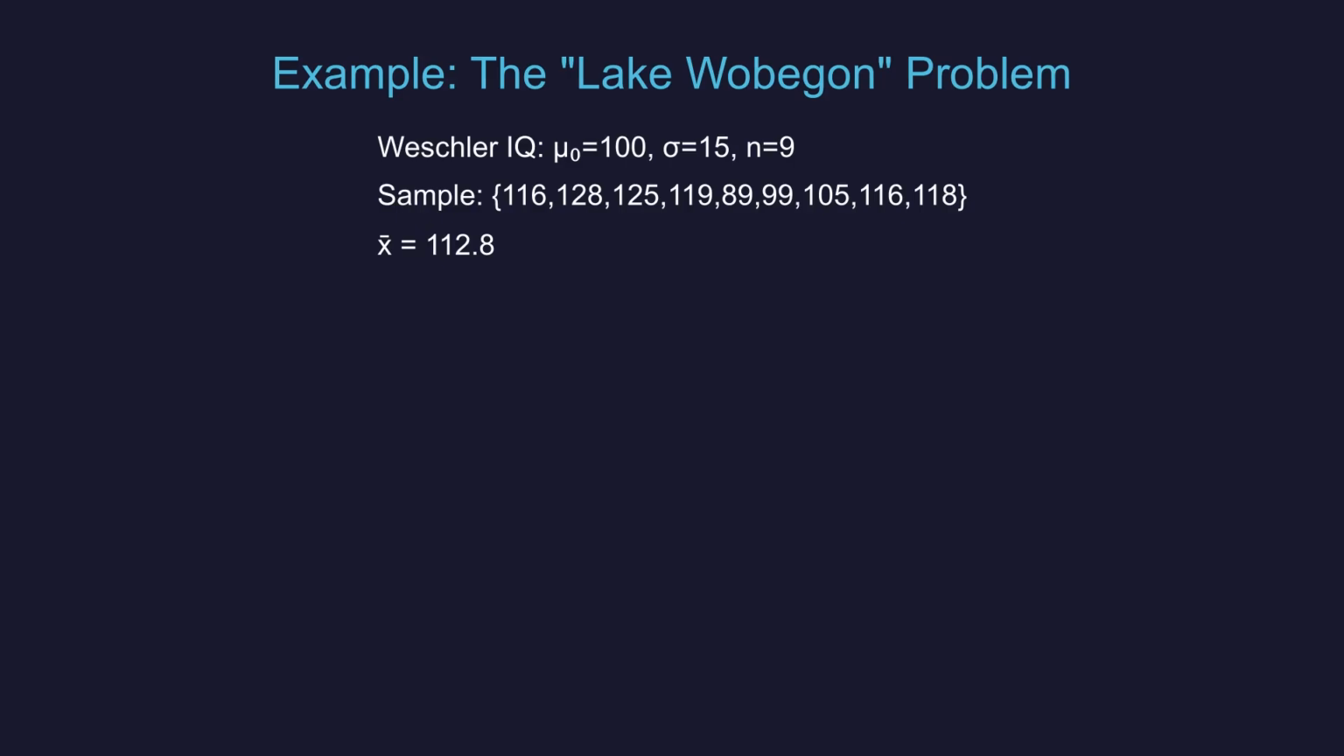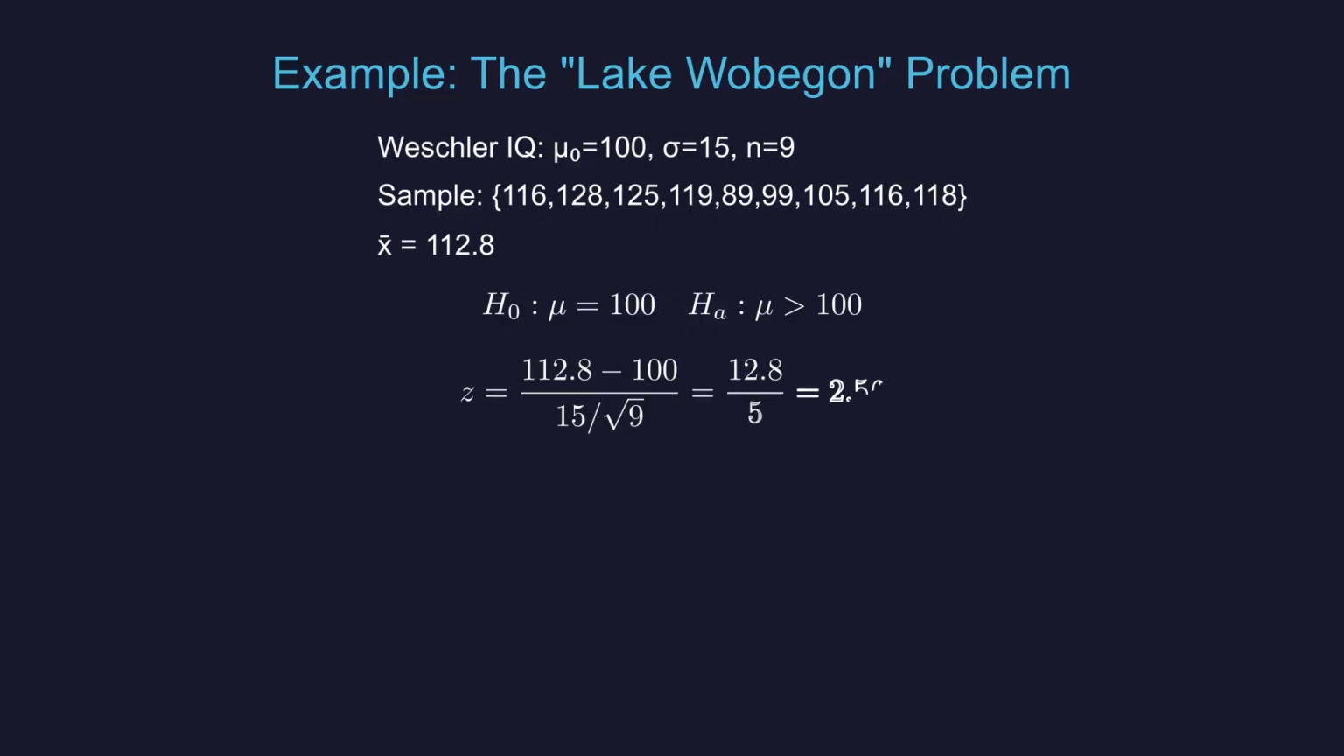Let's work through the Lake Wobegon example from the textbook. We have Wechsler IQ scores with mu naught equals 100, sigma equals 15, and a sample of 9 people with mean 112.8. The hypotheses: H naught says mu equals 100, and the one-sided alternative says mu is greater than 100. The z-statistic is 112.8 minus 100, divided by 15 over root 9, which gives us 2.56.